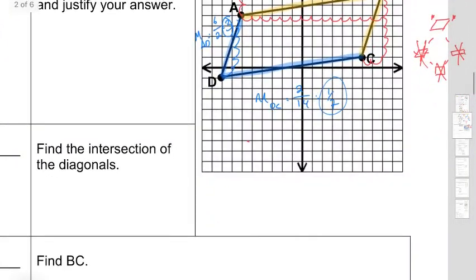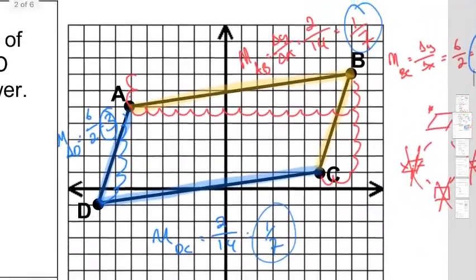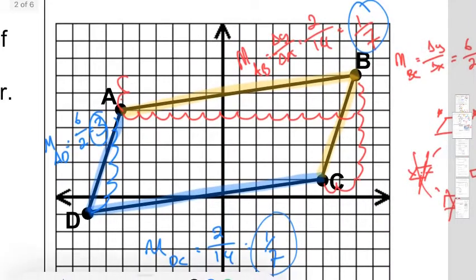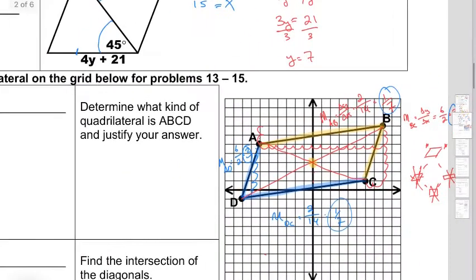14, it says find the intersection of the diagonals. Remember, the diagonals are going to go from one vertex to the opposite vertex and vice versa. So we can simply draw our diagonals and see where they intersect, which is right there. That's point 0, 3. So they intersect at 0, 3.